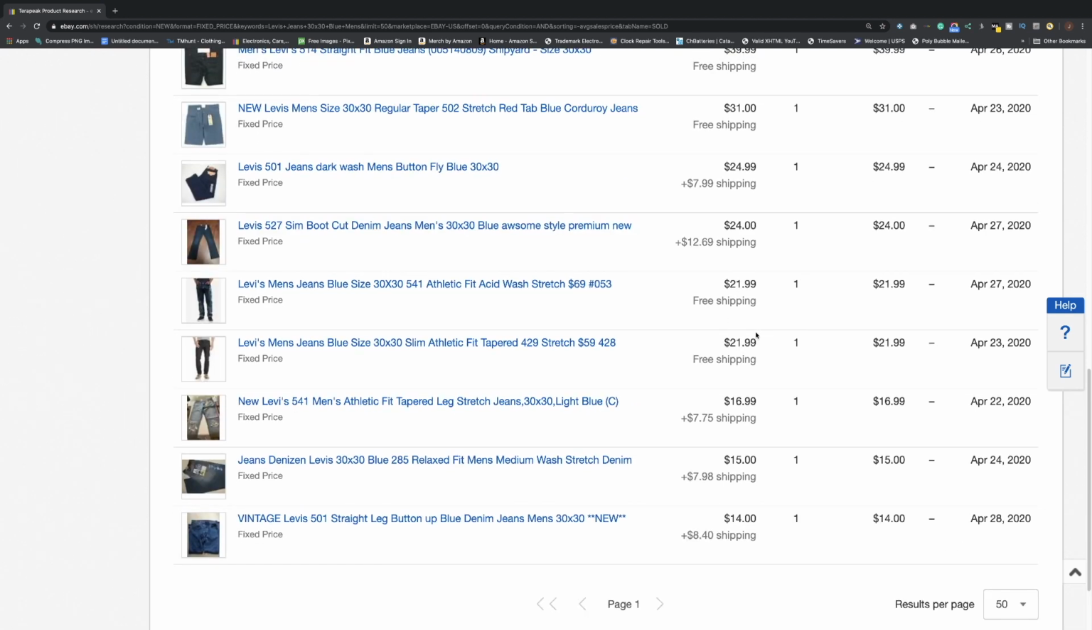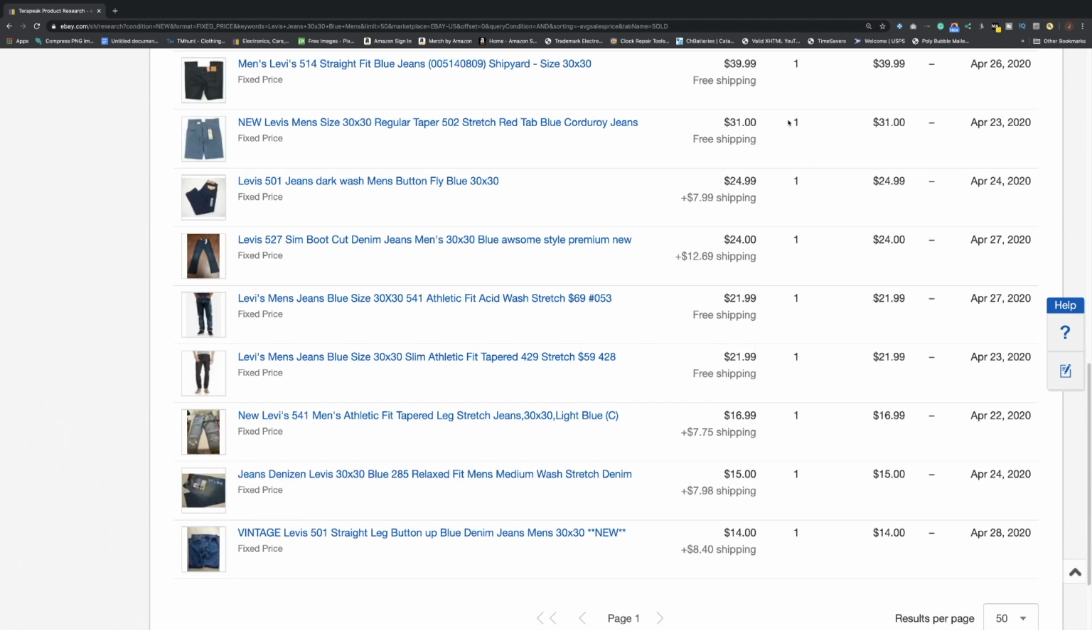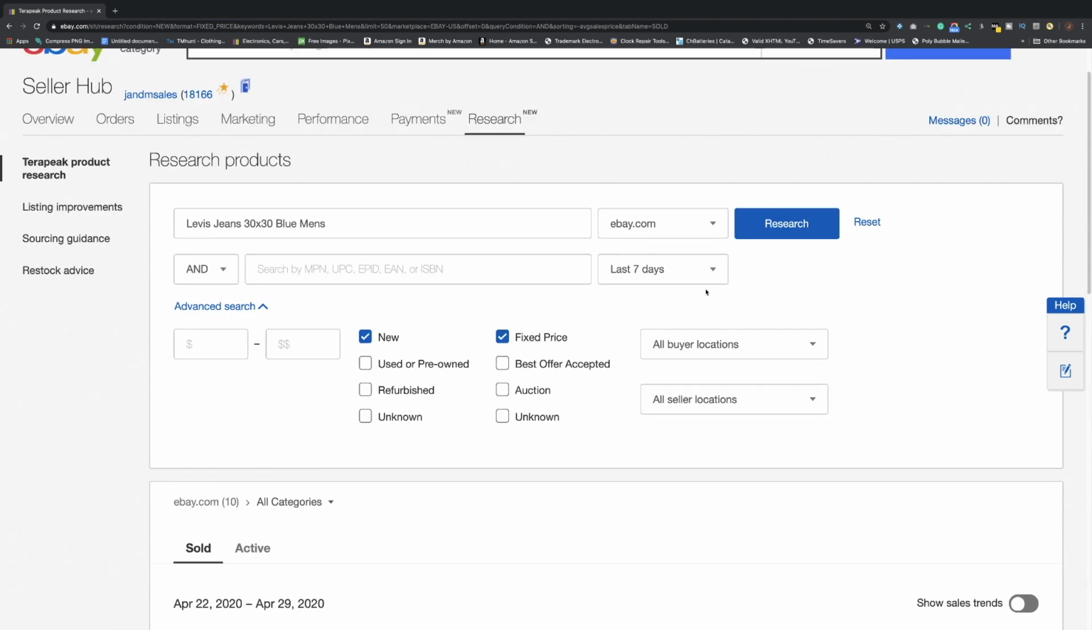$21, $22, $24. So you can see the sweet spot. So $24 really, in my opinion, is the middle of the road. That's the sweet spot. That's where you want to be. $24 plus shipping. So this is a little bit more advanced. I like this tool quite a bit. You should really use it, especially when you're not sure what to charge. Terapeak is a fantastic tool. You cannot go wrong with this tool.